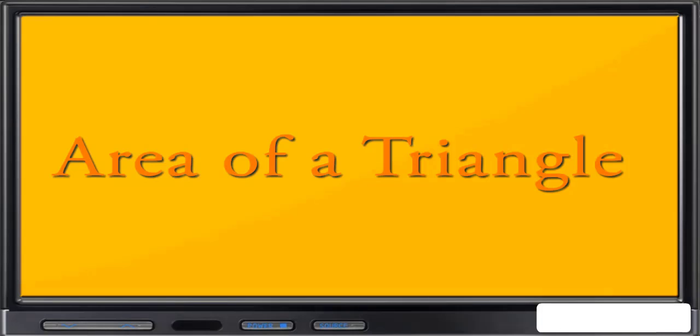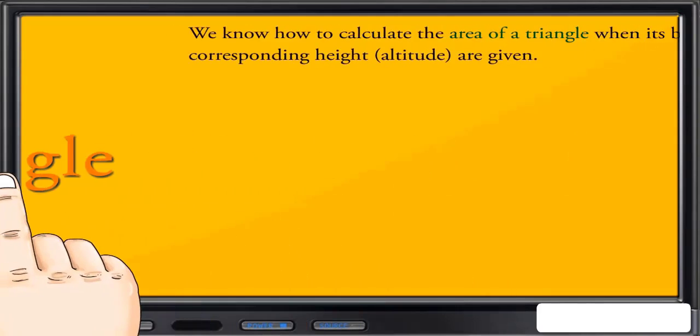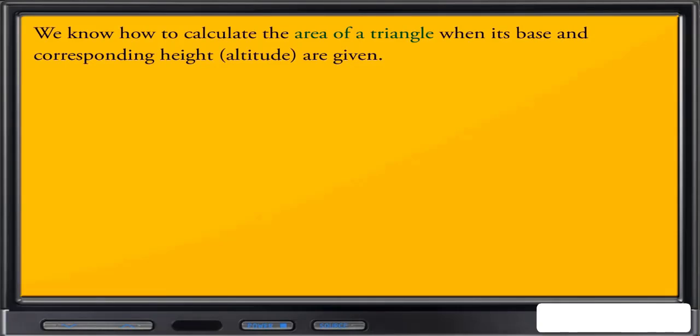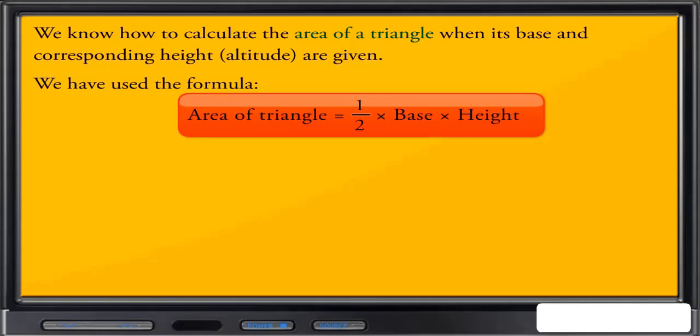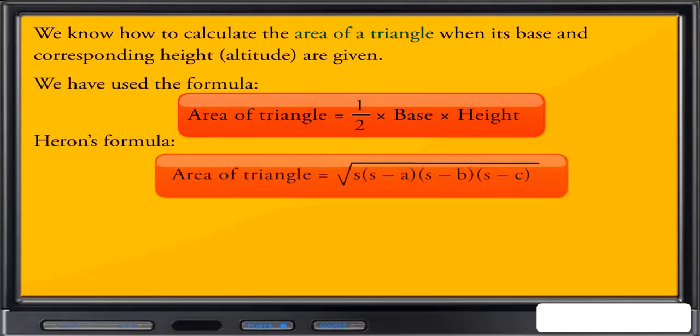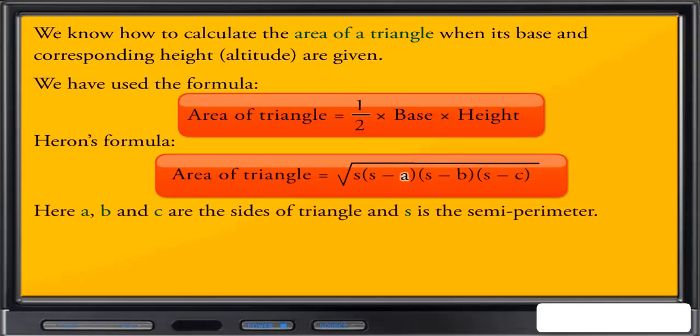In this module, we will learn about area of a triangle. We know how to calculate the area of a triangle when its base and corresponding height, altitude are given. We have used the formula 1/2 into base into height. We also know Heron's formula to find the area of a triangle. Here, a, b and c are the sides of the triangle and s is the semi-perimeter, and s is equal to (a + b + c)/2.